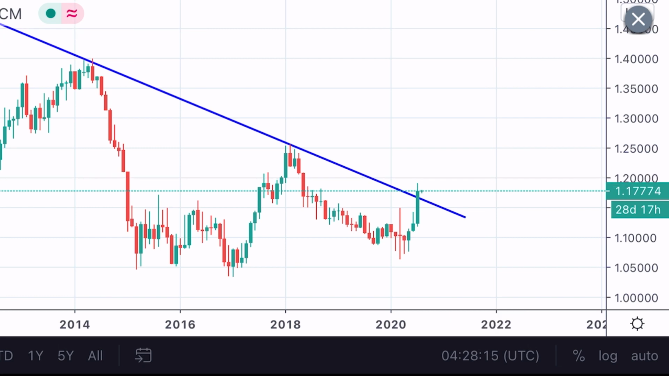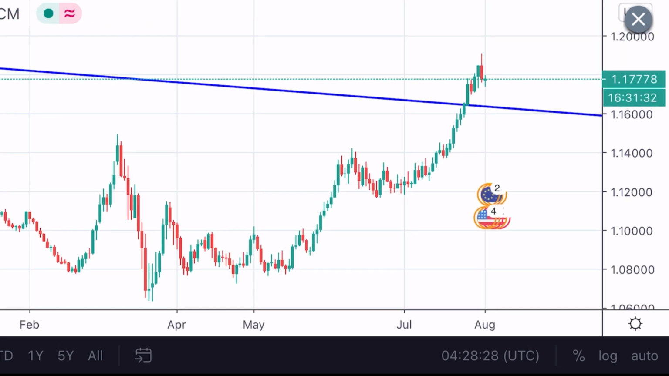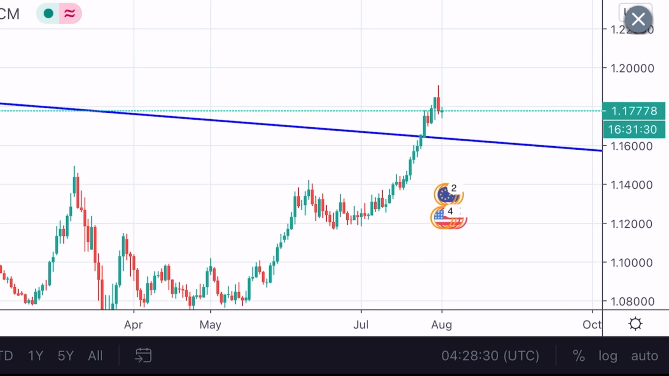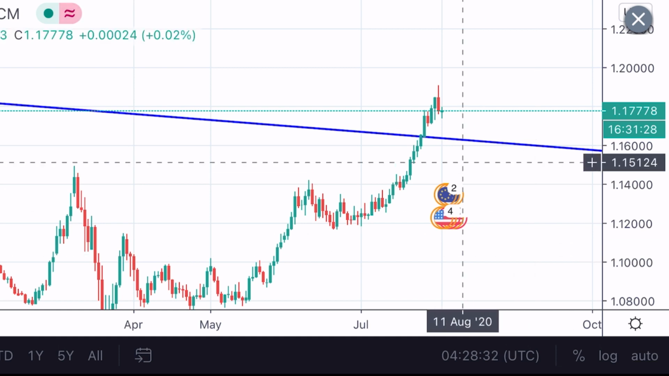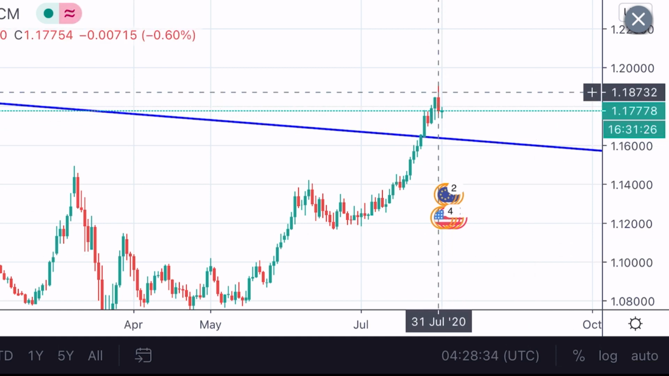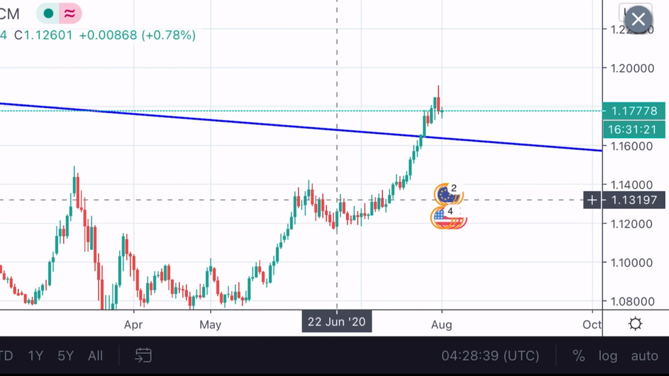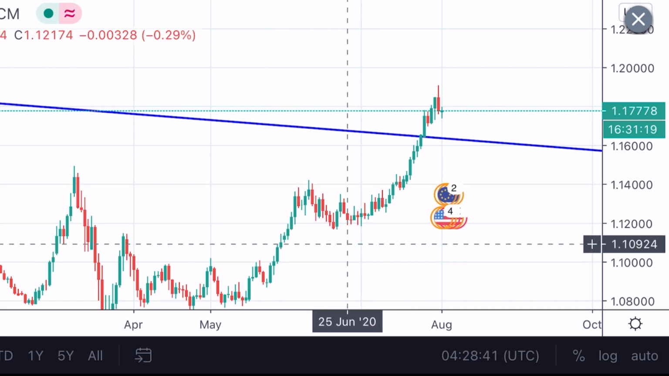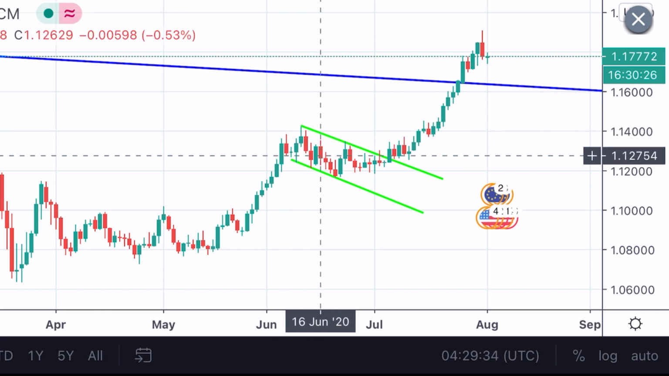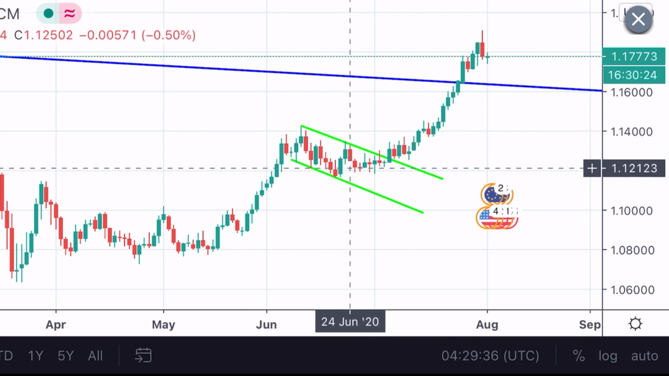I want to show you guys something. When you go to the daily time frame, we can still see our trend line, but now when you look at what's going on, we had a flag pattern there, right? I'm just going to draw two lines to show you. This is the flag pattern that I'm telling you guys about, which is a continuation pattern.